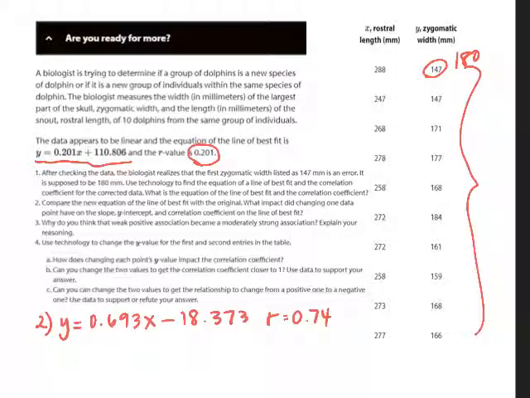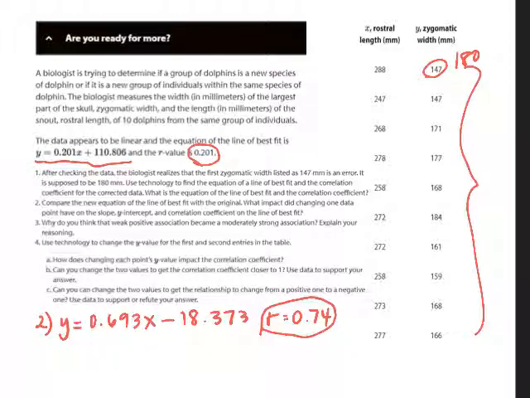Okay, so now you can see your new equation. You have a positive relationship still, but note your R value is now closer to 1. So that one little change, for a very large rostral length, giving a much larger zygomatic length or width, has made this a much more strong model, or moderately strong positive relationship. Okay, why do you think that the weak positive association became a moderately strong association? Well, it has to do with that one change being pretty dramatic.